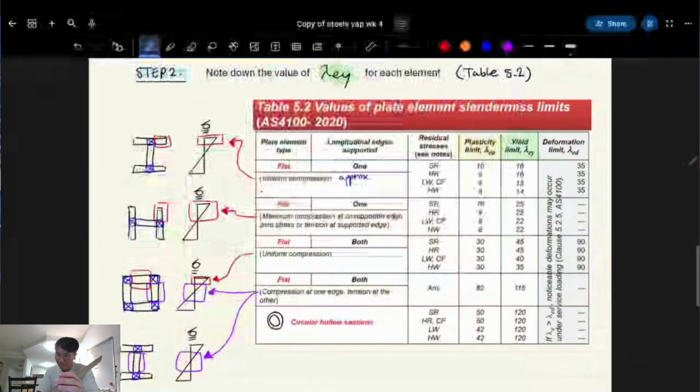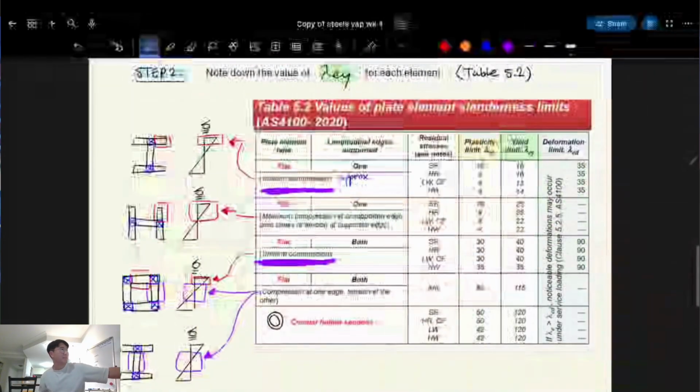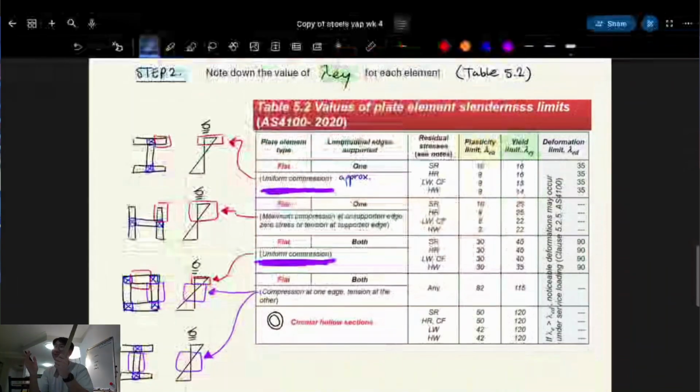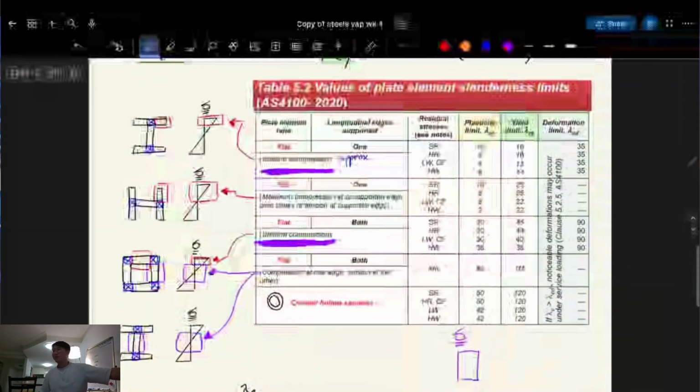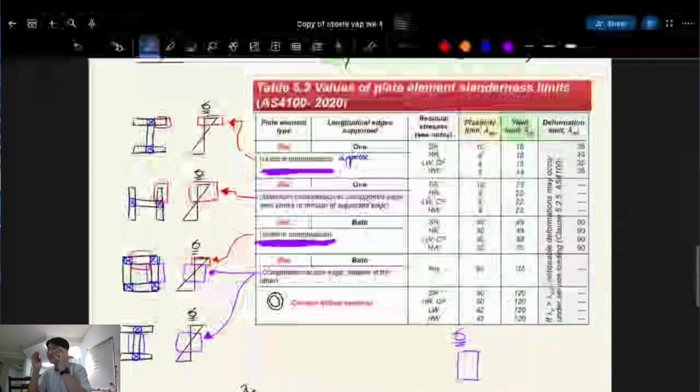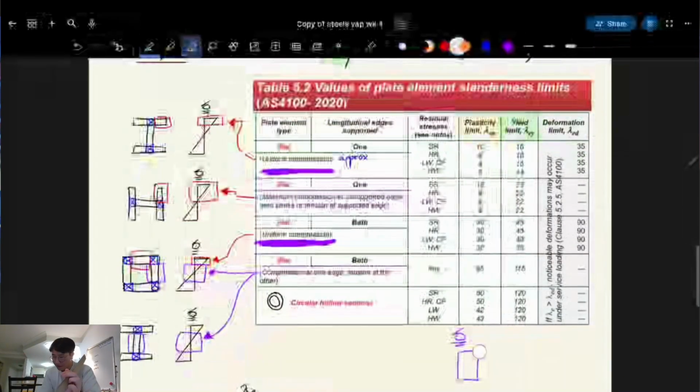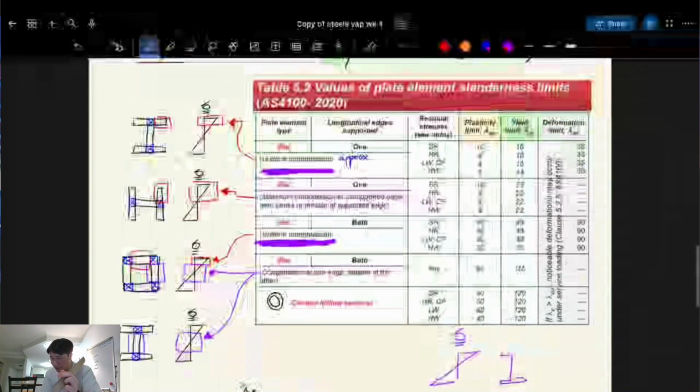So I'm going to highlight it. What I've highlighted here in purple, you can't really see it because it's lagging, but it says uniform compression. What does that mean to you in terms of the stress diagram? You draw it as a straight line. Uniform compression is like this rectangle shape that I just drew. The force is constant. But we're talking about an element, right? So if we look at an I-beam and we just care about the top flange, right?